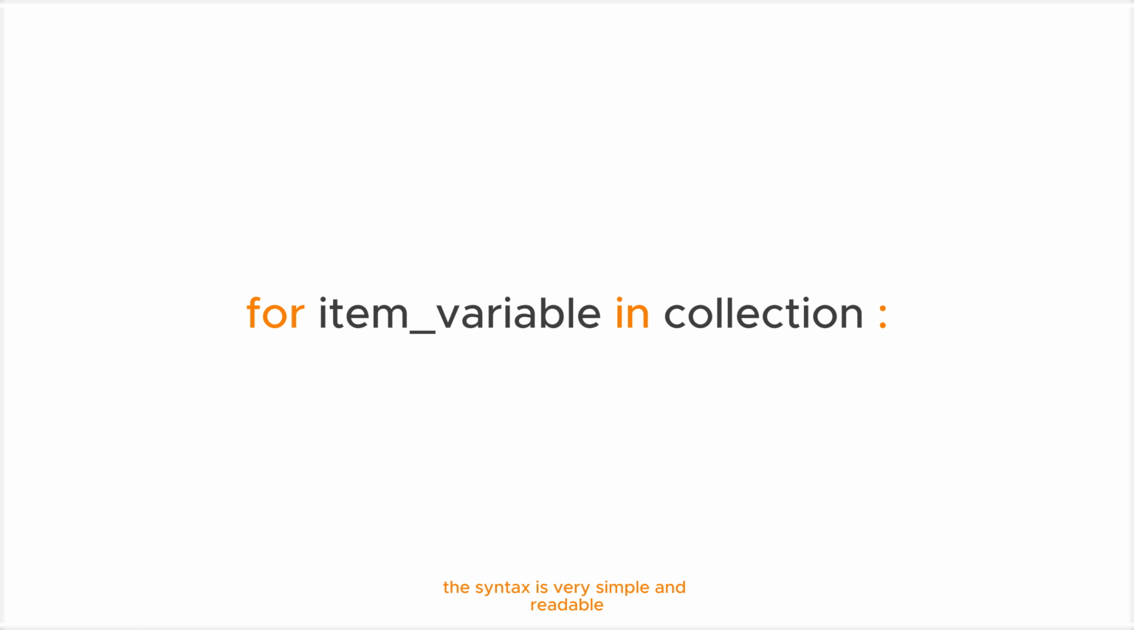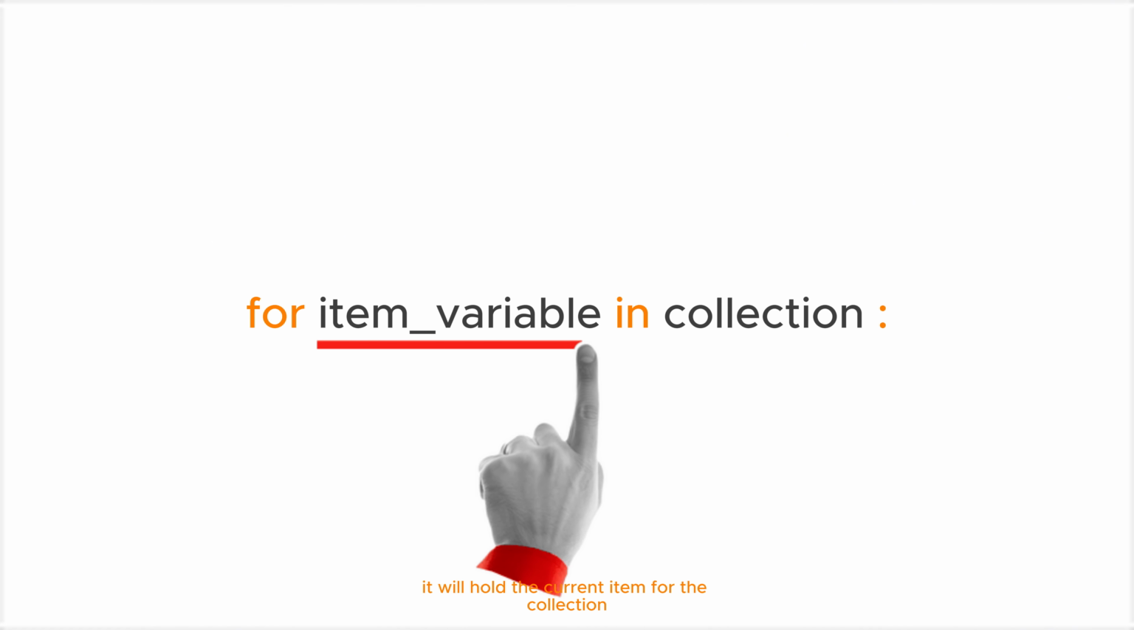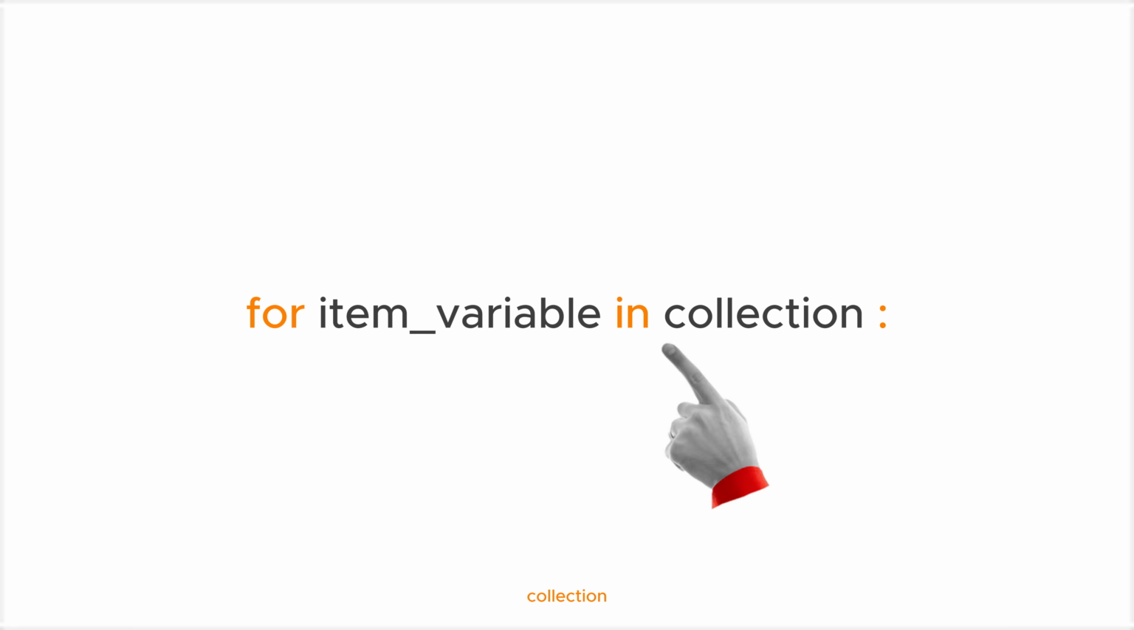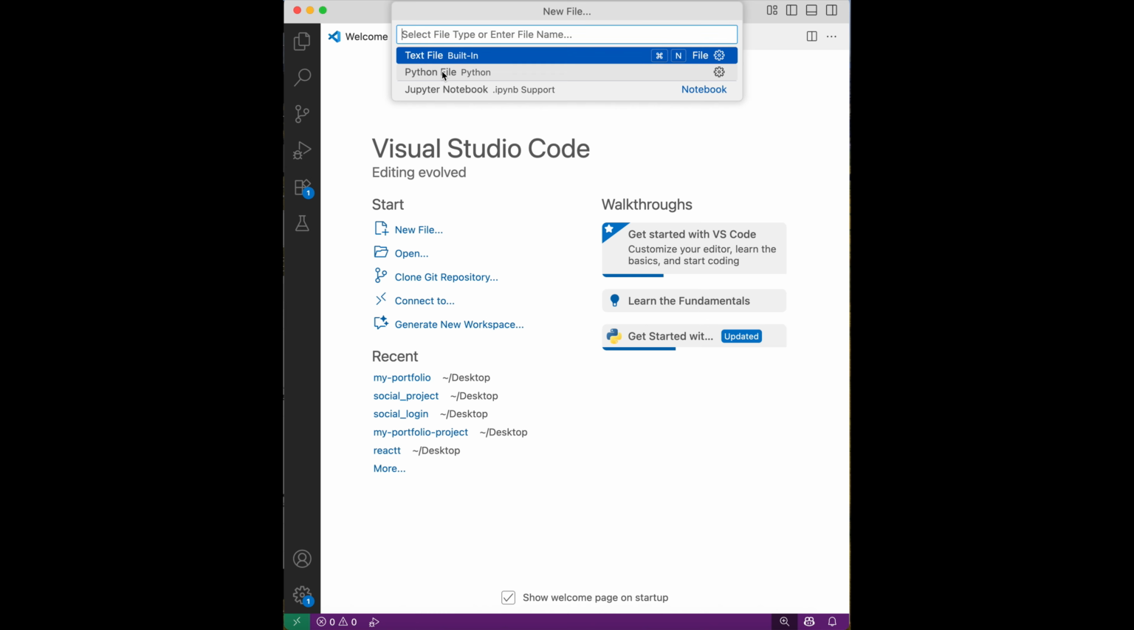The syntax is very simple and readable. It looks like this: for item_variable in collection. Remember the colon. This is the indented block of action. This block will run once for each item. for and in are required keywords. item_variable is a temporary variable that you can name anything you like. In each loop, it will hold the current item from the collection. Collection can be any sequence or collection like a string, a list, a tuple, or a dictionary.